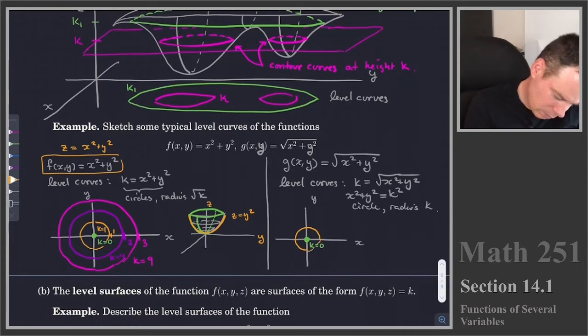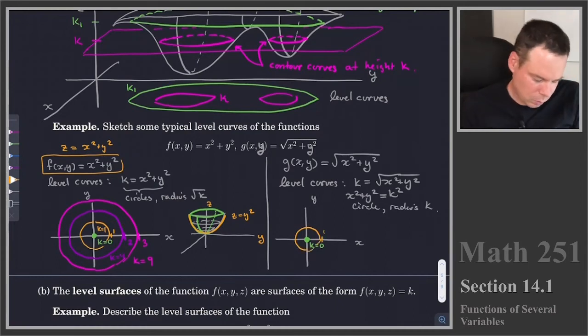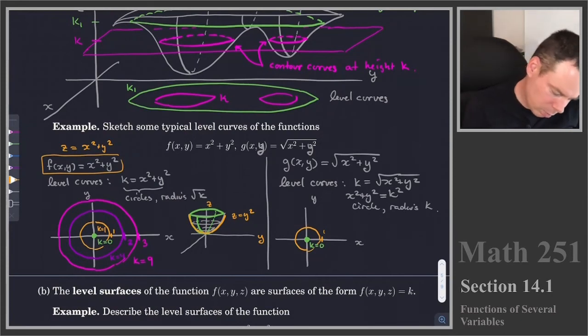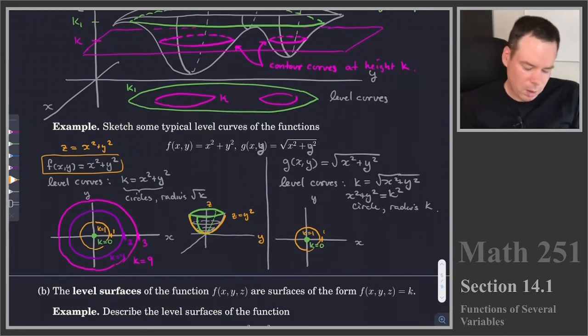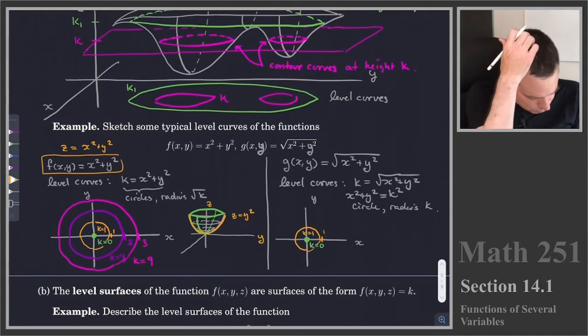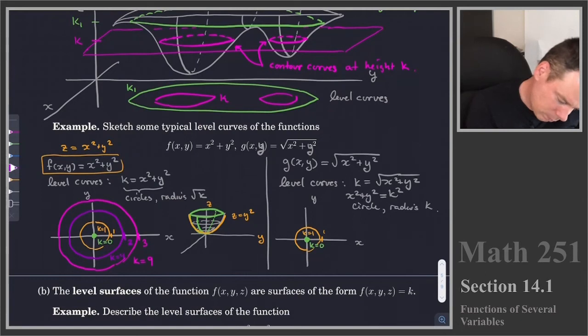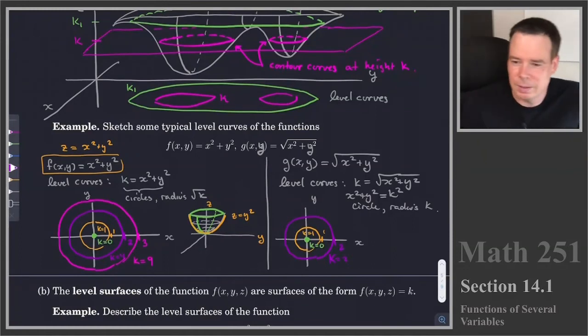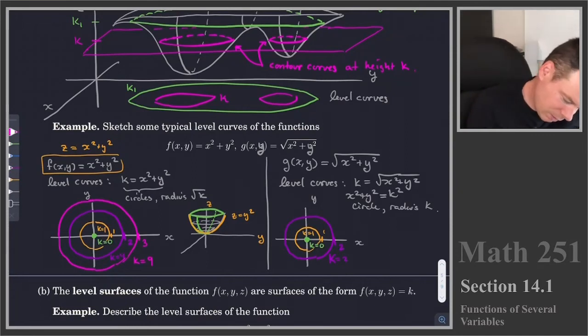Looks like this. It's a circle of radius 1, so we'll label it k equals 1. Our k equals 2 level curve is a circle of radius 2. So you might be thinking, oh, it looks like you're getting the same level curves. Well, sort of. I'll draw the last one in and then we'll do a bit of an analysis of this.